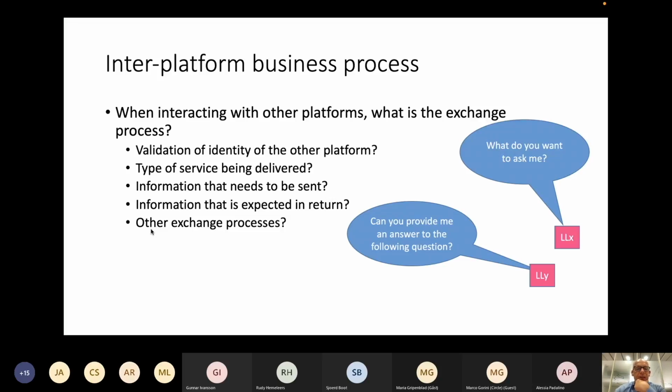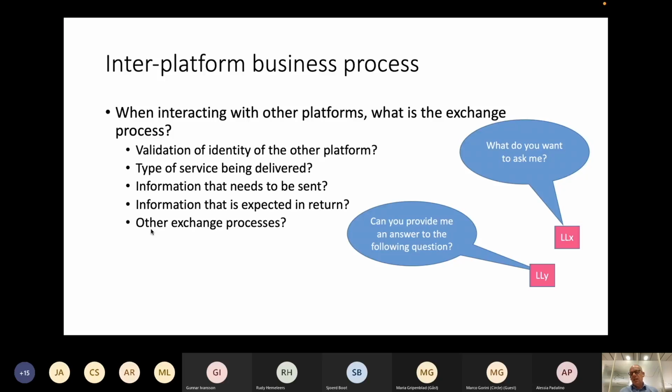But then there is what I refer to as the interplatform process. If you are interacting with other platforms, what is that exchange? Are you going to be checking with the other platform if the identity of the other party is something that you recognize, that you can validate? What are the services that you're actually sharing across these two platforms? What is the information that we would be sending or receiving? Are there other processes that are involved? And so we're now really bringing it down to two living labs, X and Y, speaking to each other.